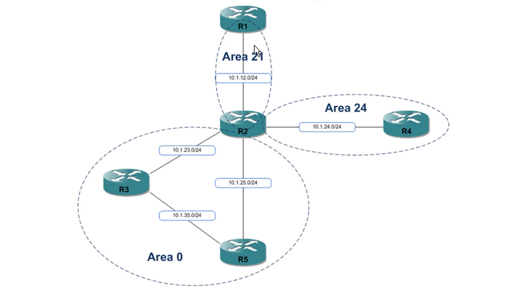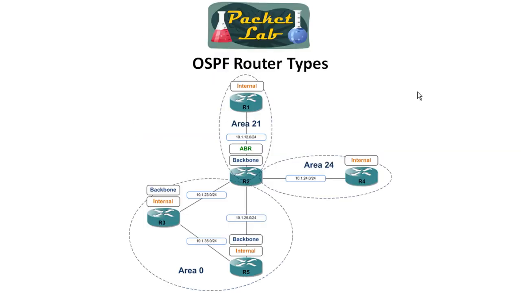Now, R4 and R1 have all their interfaces in a single area, so they are going to be internal routers, but they will not be backbone routers because they do not have at least one interface in area 0. So R3 and R5 are going to remain as backbone routers as well as internal routers, and we'll see that in the next slide. And exactly as I told you it would be.